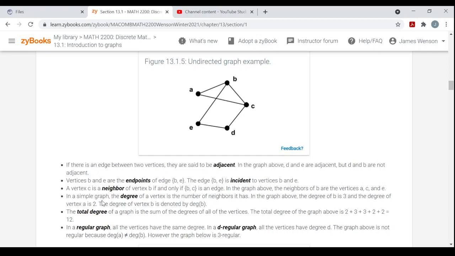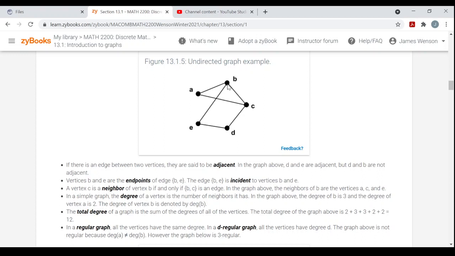In a simple graph, the degree of a vertex is the number of neighbors it has. So just basically the number of lines coming off of it, right? The number of vertices it's adjacent to. So for example, if I was looking at vertex A, and I said, what's the degree of vertex A? Well, its neighbors are B and C, that's 2. So the degree of A is 2.